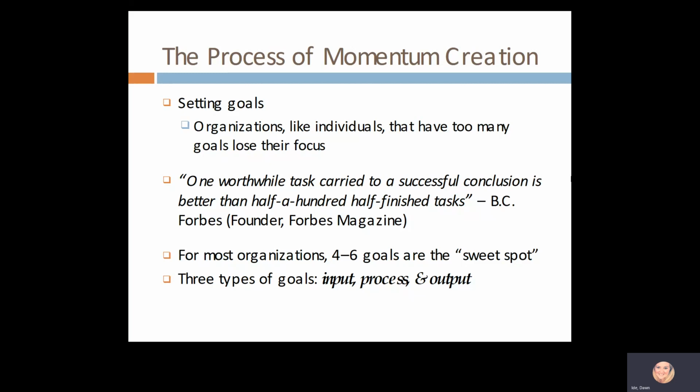So again, I love these Forbes magazine quotes, which is why I say if you guys ever have the opportunity to get any of your information for discussion or anything else from Forbes magazine, I applaud you for that. I think it's wonderful because you get a lot of these folks who are just experts in their field. So here's the quote: one worthwhile task carried to a successful conclusion is better than 100 half-finished tasks, right?